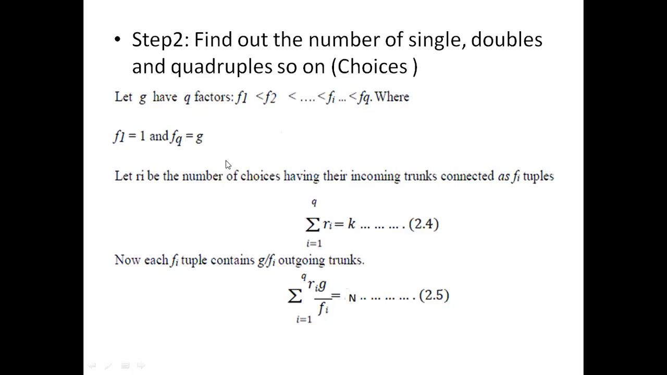The condition while designing the progressive grading is that among the factors you choose for G, the very first factor should always be 1, and the last factor of G should always be G itself. As I told you, if G were 4, the first factor F1 is 1. The next factor F2 becomes 2. And the last factor is obviously 4 itself, which is G itself. This is the condition you should follow while choosing the factors of G.